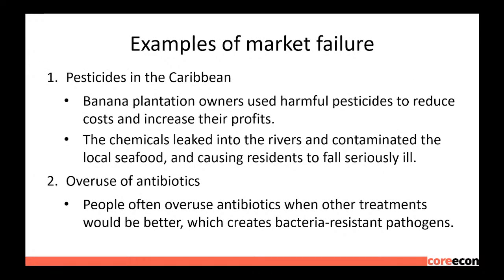Since we care about environmental externalities in particular, I will refer, more formally in the next slides, to a situation of pesticide use in the Caribbean, with banana plantation owners using harmful pesticides that have negative externalities, namely the fact that the chemicals used for increasing productivity of the plantations leaked into rivers and contaminated local seafood, even having adverse effects on the population. So here is a classic situation where the banana plantation owners may do their economic calculus just looking at what leads to the highest production and the highest profit, but without factoring in these costs on society.